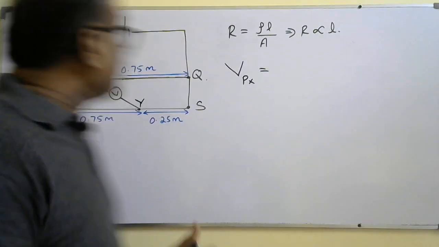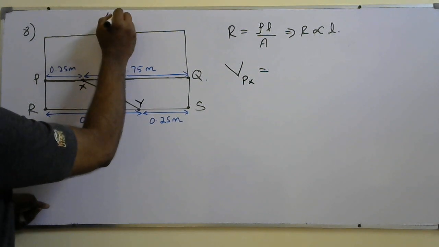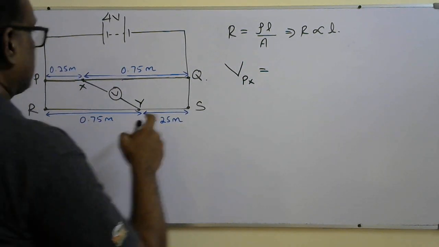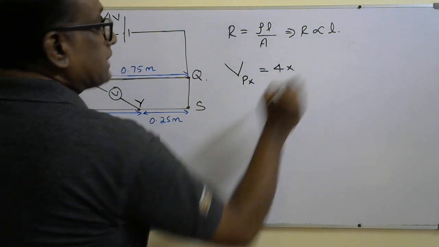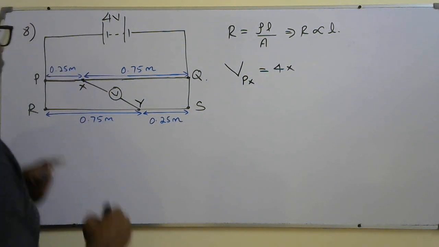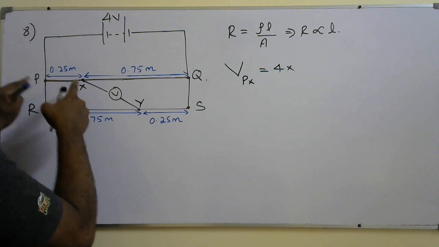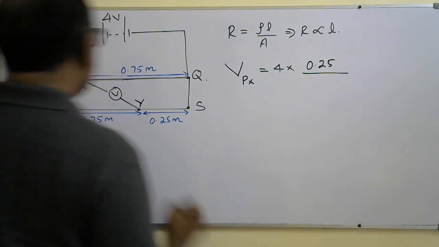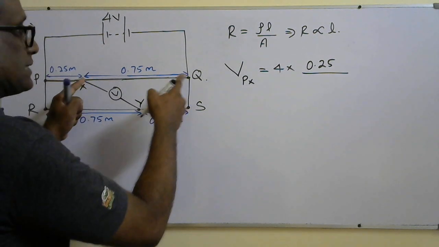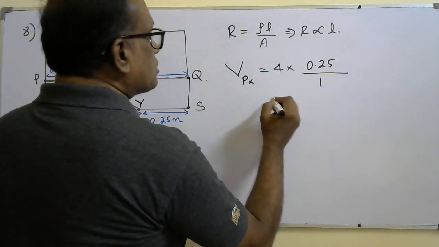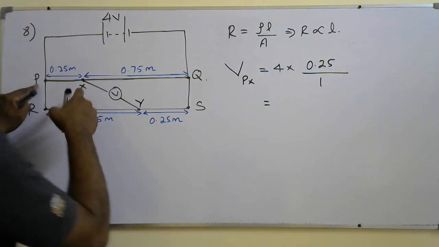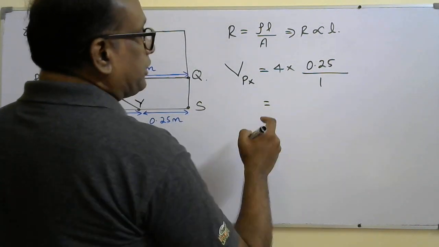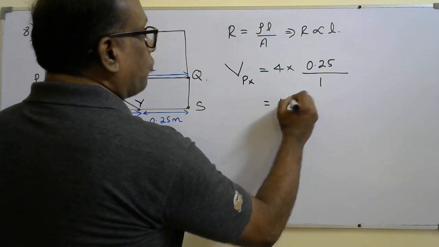So the total applied voltage is 4 volt, given on the question paper. So VPX, the potential across PX, is equal to 4 into, using the potential divider method, this length 0.25 over 0.25 plus 0.75, that is 1. So the voltage across PX is going to be 4 into 0.25, that is 1 volt.